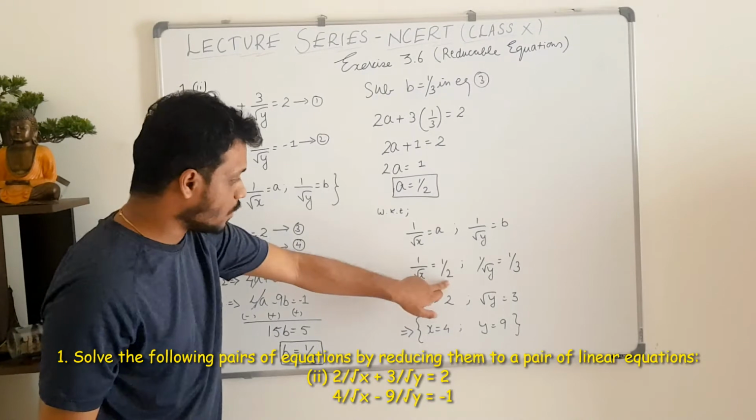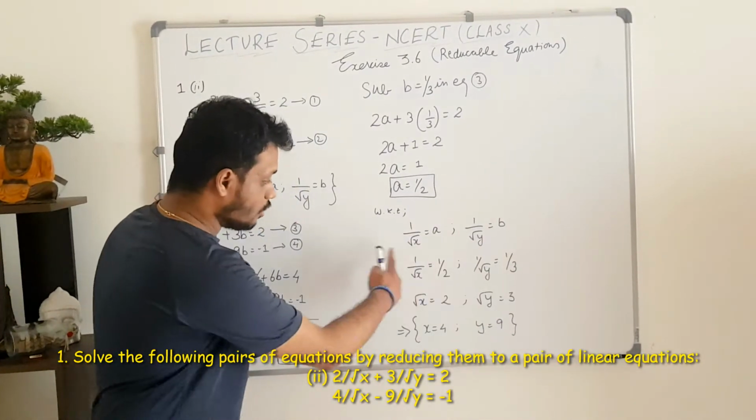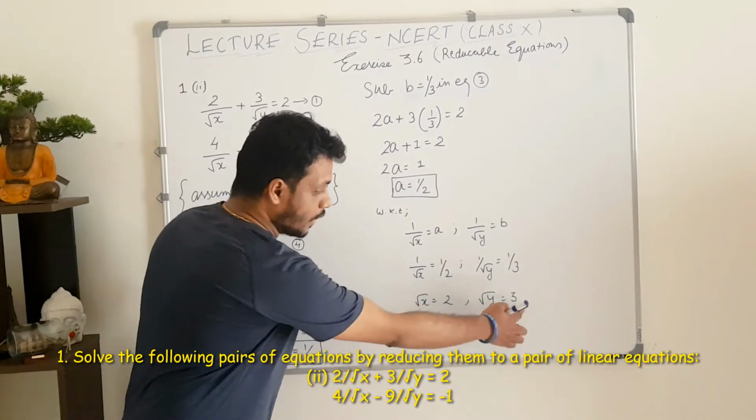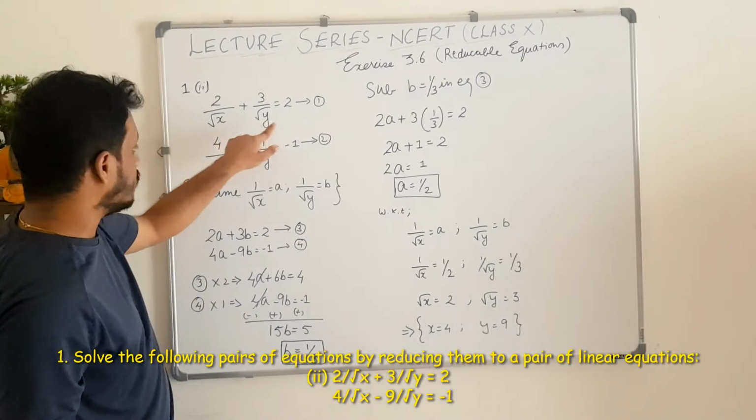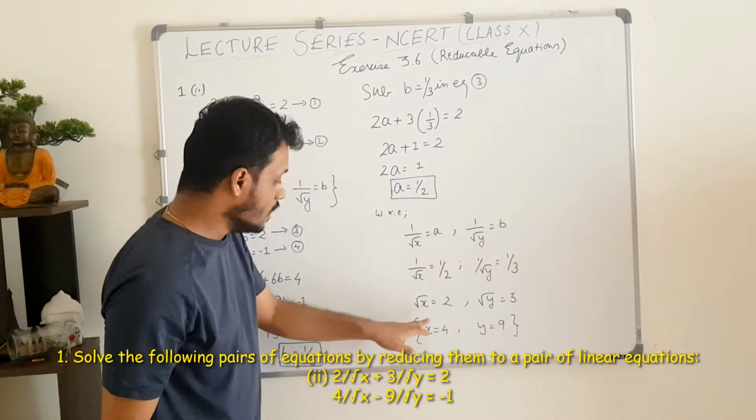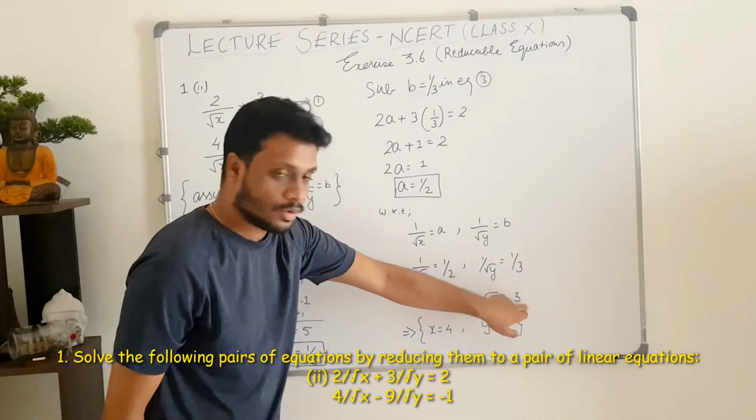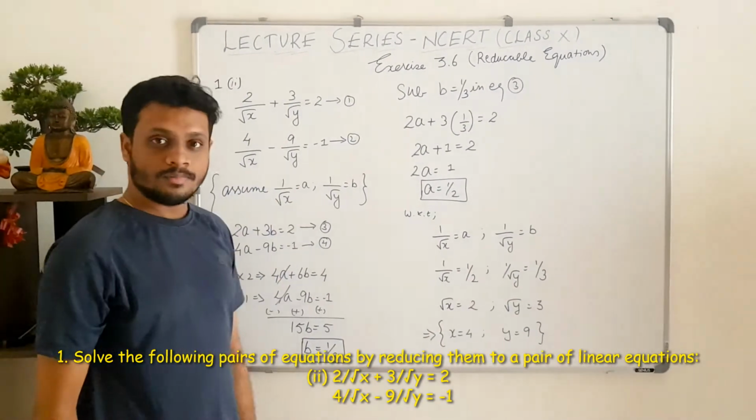I substitute a as 1 by 2 and b as 1 by 3. When I cross multiply, I get root x as 2 and root y as 3. But we are supposed to get the values of x and y, so I am squaring it on both sides. So I will get x is equal to 4, y is equal to 9. So that is the solution for this question.